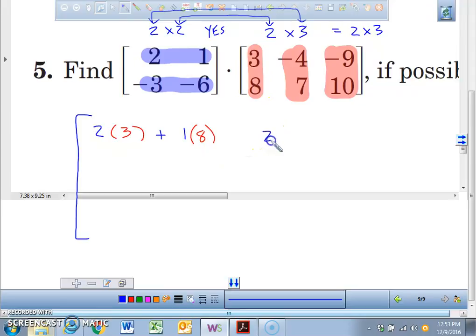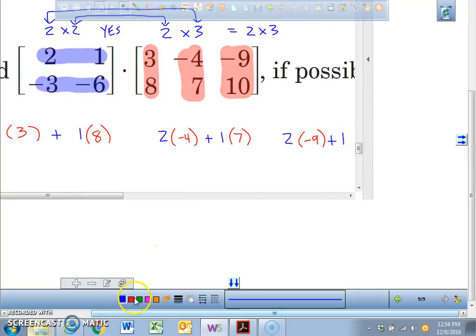Over here I'm going to do 2 times negative 4 plus 1 times 7. So 2 times negative 4 plus 1 times 7. And last, hopefully you see the pattern now, it's 2 times negative 9 plus 1 times 10.